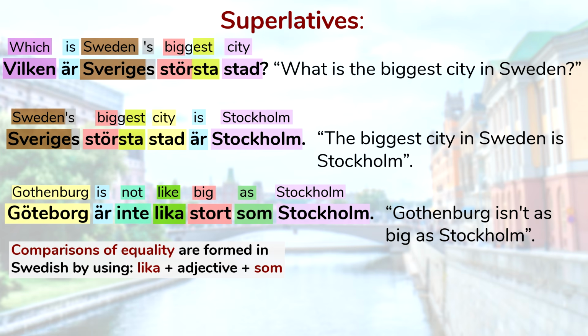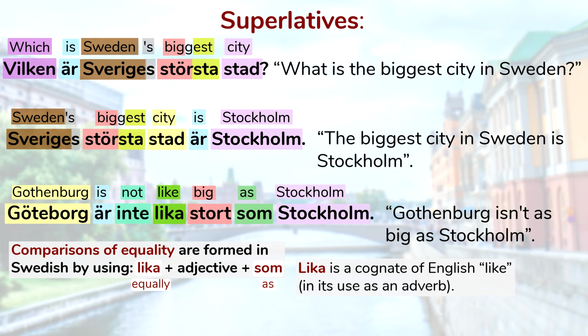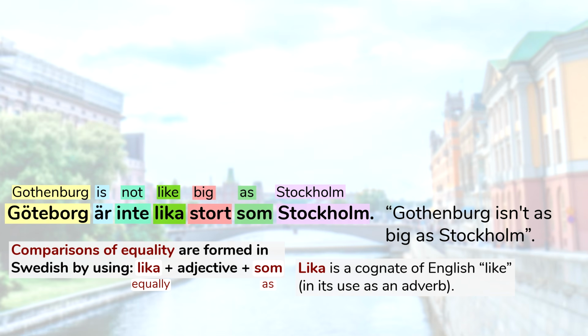Comparisons of equality are formed in Swedish by using lika plus an adjective, followed by som, literally equal adjective as. Lika is a cognate of English like in its use as an adverb.